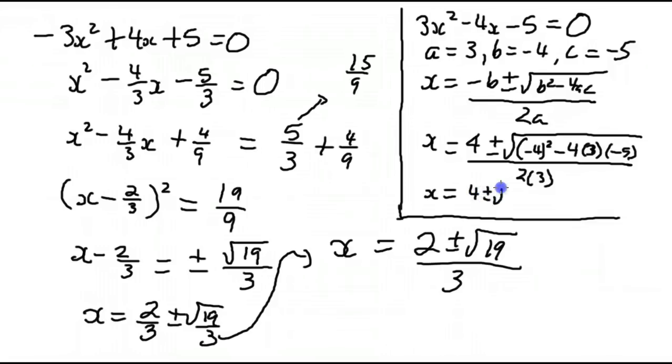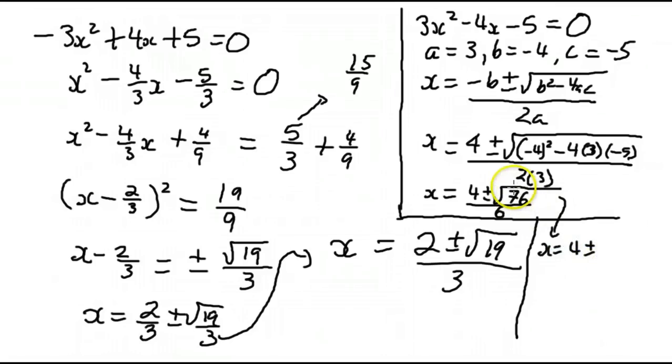4 plus or minus the square root. This is always positive, so it's 16. This becomes positive since we're subtracting a negative. And what do we got? 12 times 5 is 60, so it's 16 plus 60, which is 76, over 6. And we have just a little more work to do here.